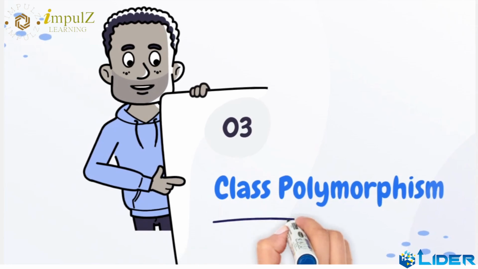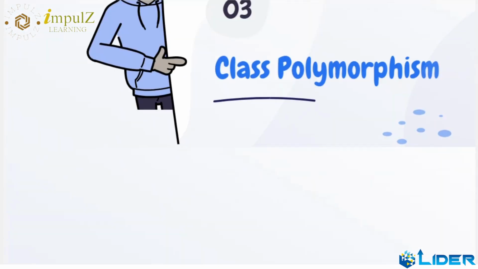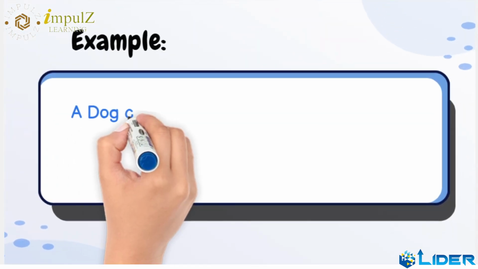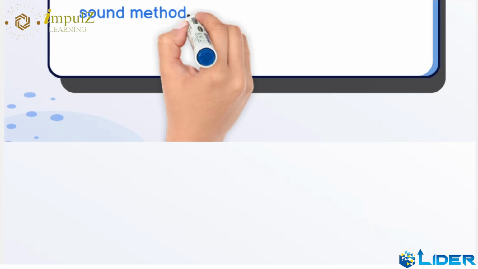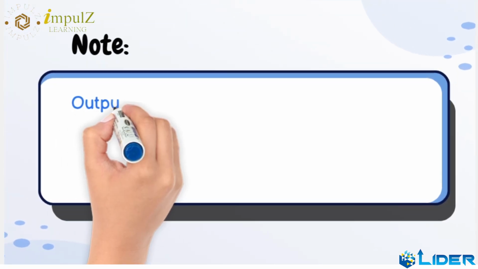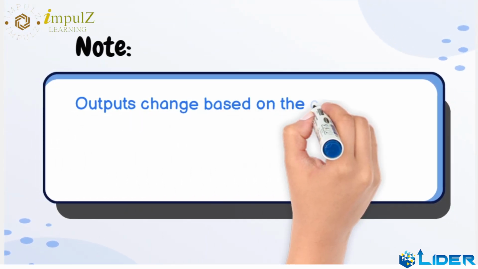Different classes can have the same method name. Example: a dog class and a cat class both have a sound method. Note: outputs change based on the class.